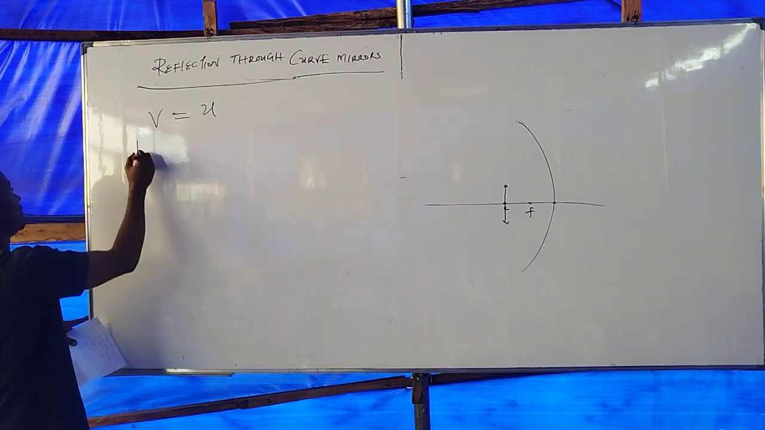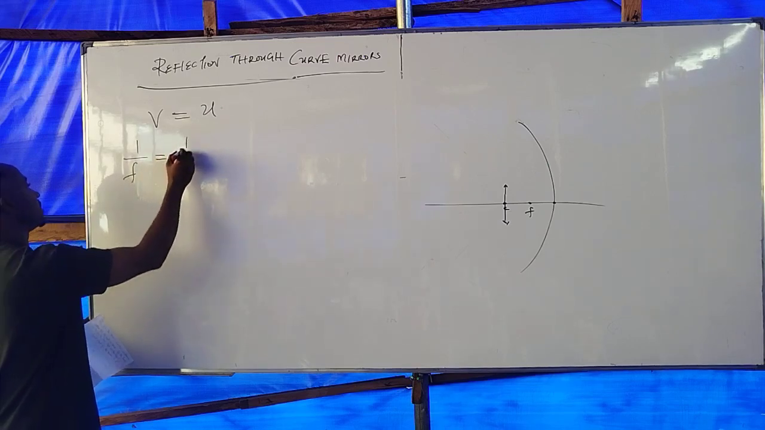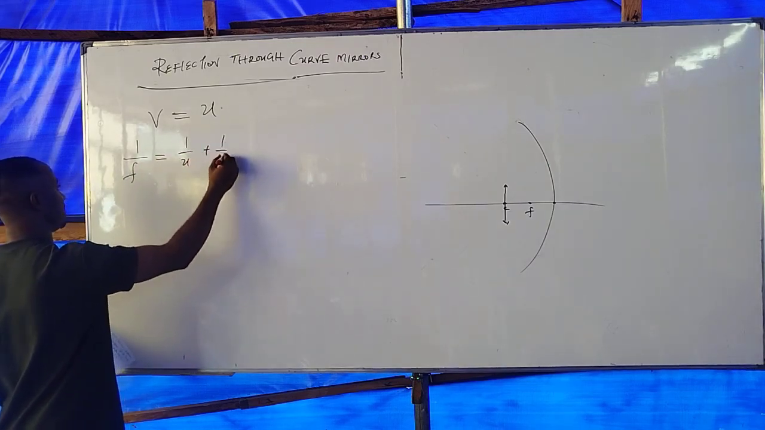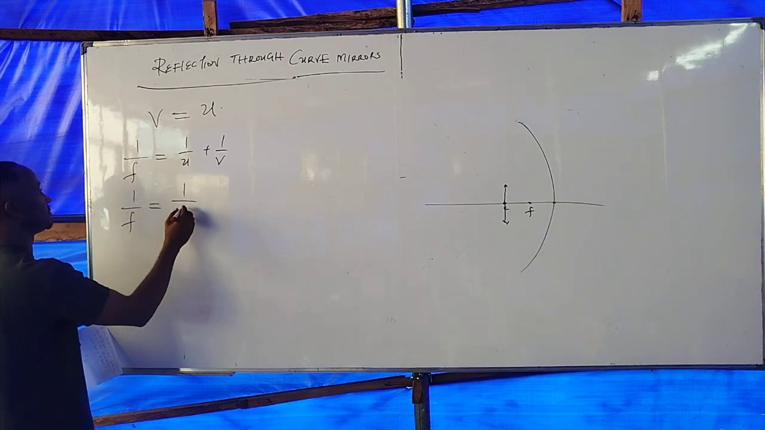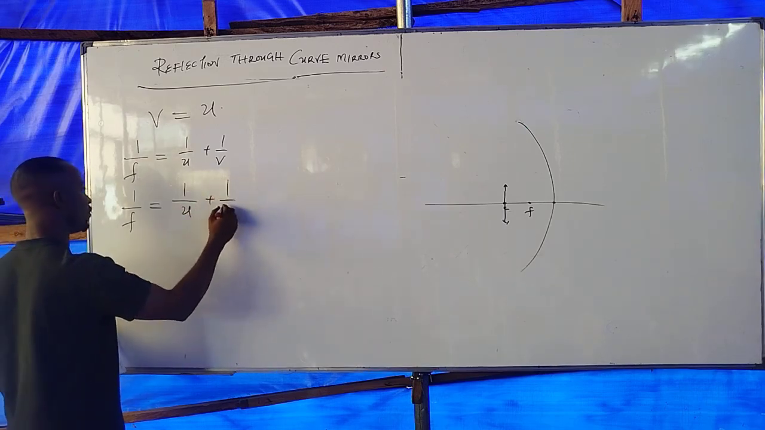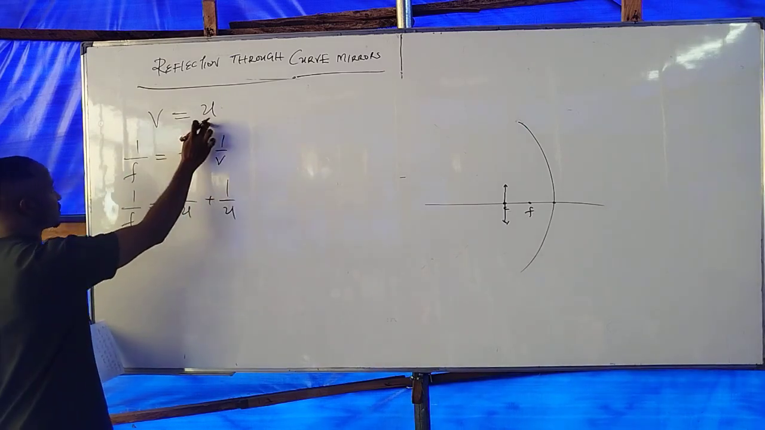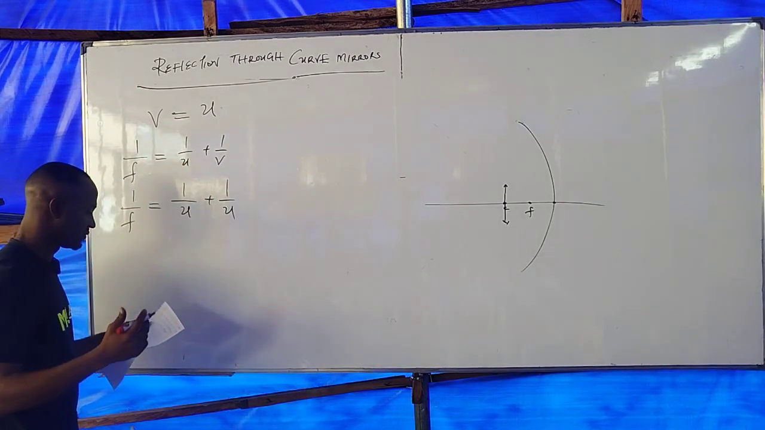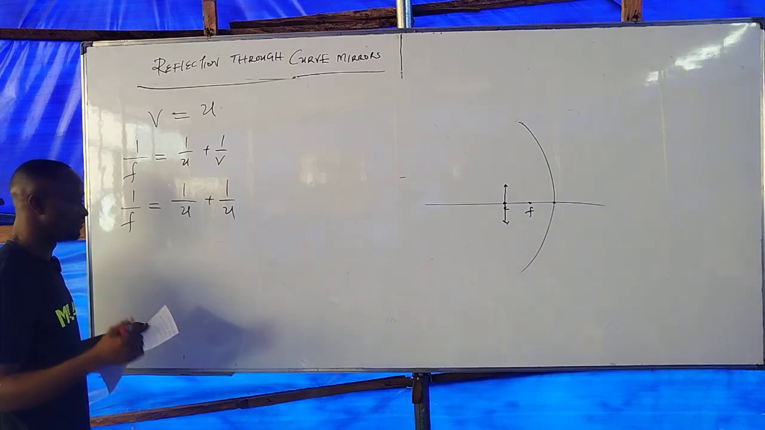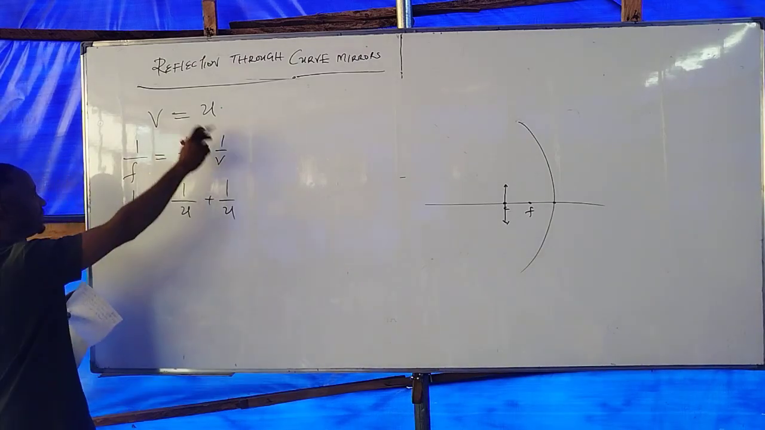Then from the mirror formula, 1 over f equals 1 over u plus 1 over v. Meaning 1 over f then becomes 1 over u plus 1 over u, since v is equal to u. I will replace v with u, because the question says we have to determine where the object must be placed. That means I have to replace my v with u.